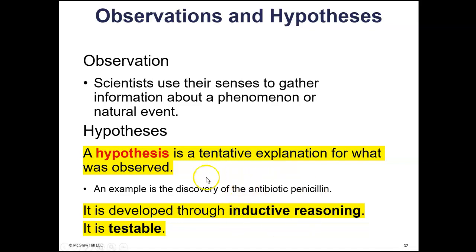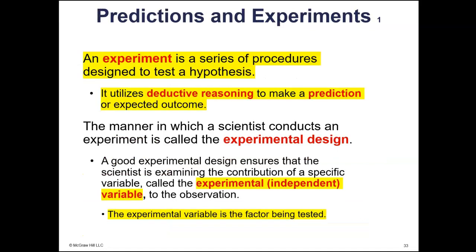The definition of a hypothesis is a tentative explanation for what we observed. An example is the discovery of the antibiotic penicillin. The hypothesis is developed through inductive reasoning. There are 2 types of reasoning, inductive reasoning and deductive. When you develop a hypothesis, you're using inductive reasoning. The hypothesis is always a statement, and it's always testable. When you design your experiment, you use deductive reasoning to make a prediction, which is the expected outcome of the experiment. So the experiment is a series of procedures designed to test your hypothesis.